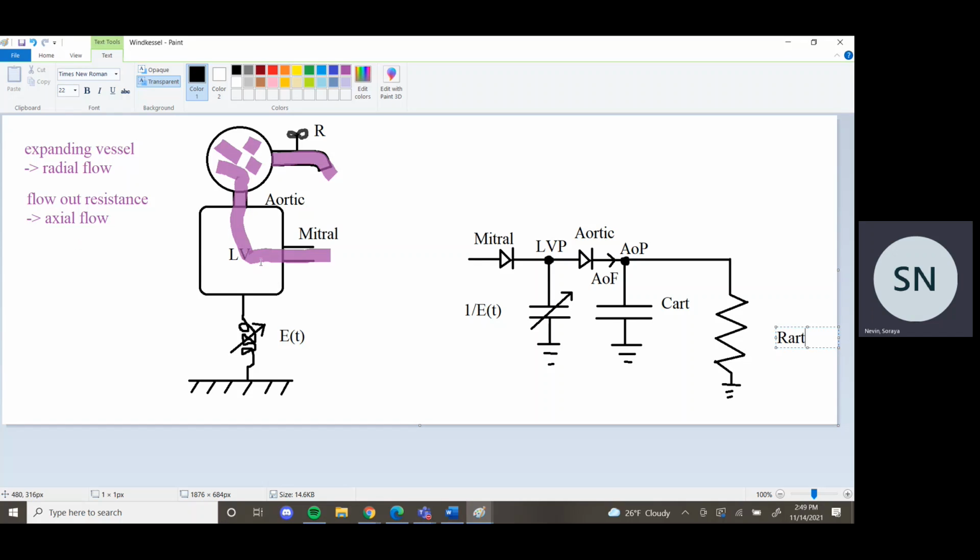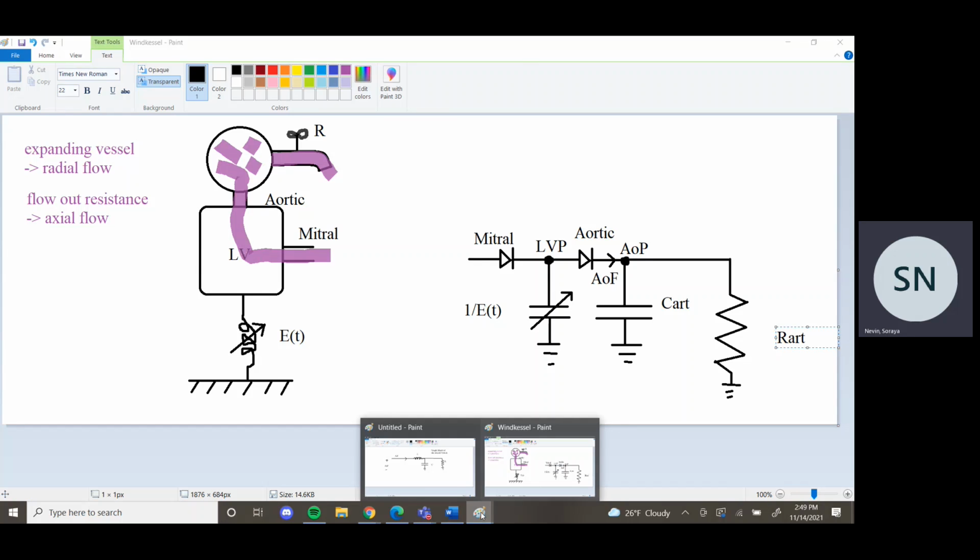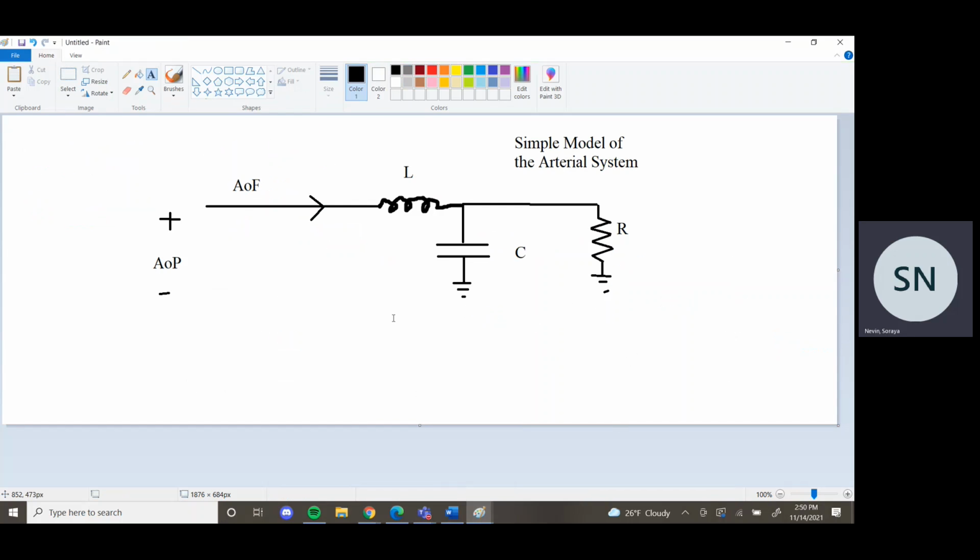Another way to represent the arterial system is through this diagram with the use of an inductor. Inductance represents fluid inertance. So it's kind of the same idea. Aortic pressure, it's over here, aortic flow, and then obviously a capacitor and a resistor.